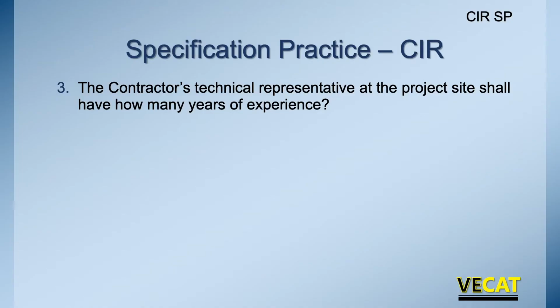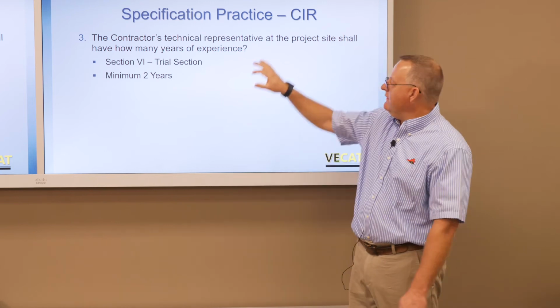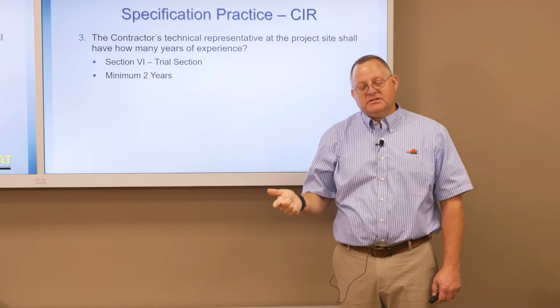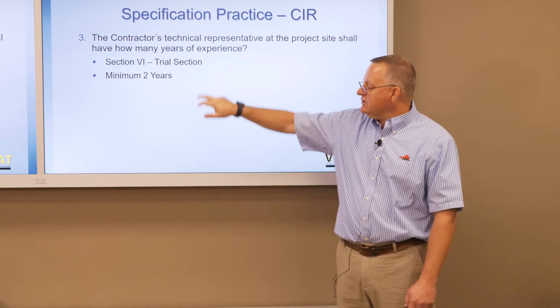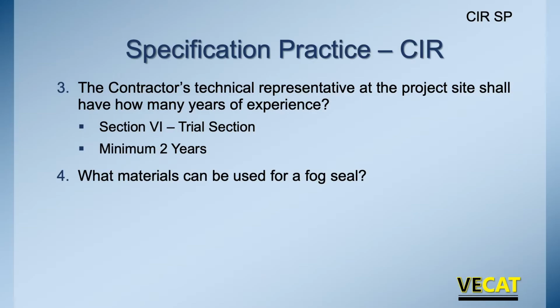A few other questions. A contractor's technical rep. How many years of experience? Well, if we look in section 6, trial section, we find it's a minimum of 2 years of experience. This person may be called upon if our first trial section fails, we're not able to get density. VDOT may say, please bring out a technical rep, and whoever the company brings out, whether it's a person that works for that company, maybe it's a manufacturer rep, maybe it's an outside consultant, they need to have 2 years of experience to be on site to meet that requirement.